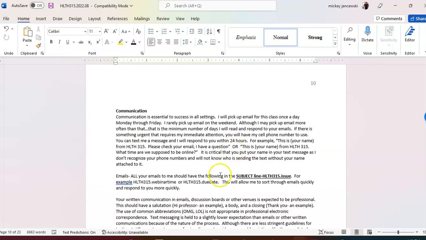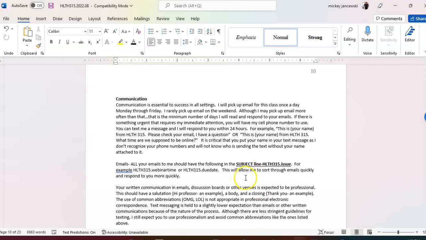Communications: what's important in this section, and you can read it in more detail, is that I pick up my emails a minimum of once in the morning, Monday through Friday. I hardly ever pick up email on the weekend. So if you have an urgent question that cannot wait until Monday morning, you need to send me a text message on my cell phone asking me to read my email. And I will then read my email as soon as I can. If you send me a text message and you don't hear from me within 24 hours, it means I missed your text message, so you would send it again. Make sure you put your name in your text message because I don't have your names in my phone.